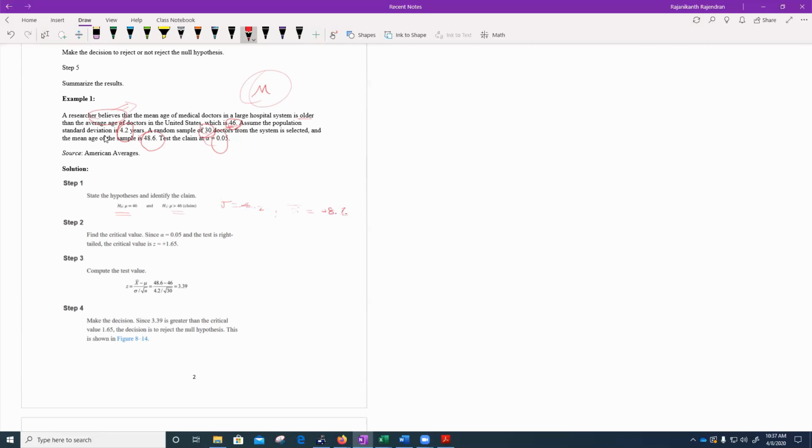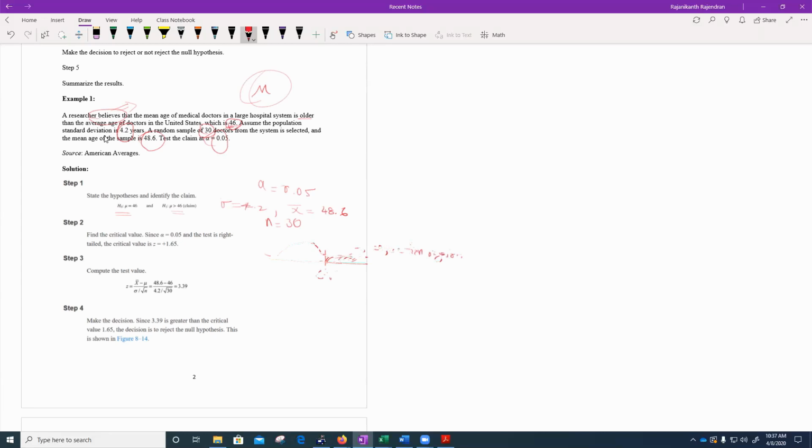Alpha is known. Alpha is 0.05. What else? Little n, the sample size, is 30. Then I have all the numbers, no? Okay, so now draw a picture. What kind of test do I have now? My testing hypothesis says that I have a right tail test. Therefore, you have the area here. So this is going to be my rejection area, right? This value is going to be my critical value.